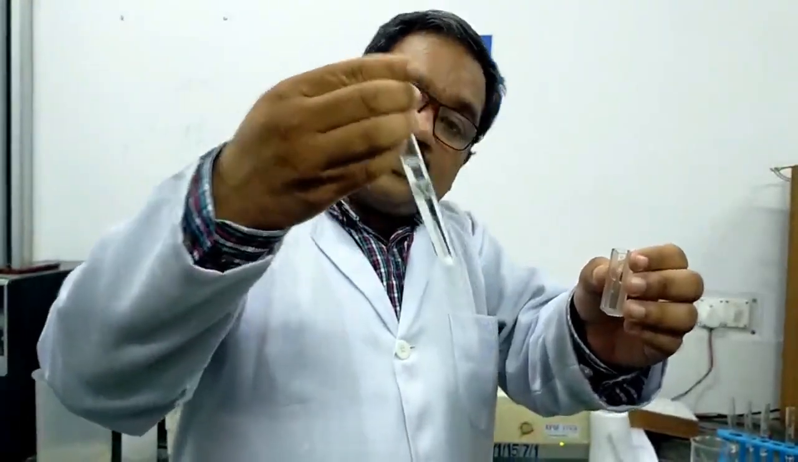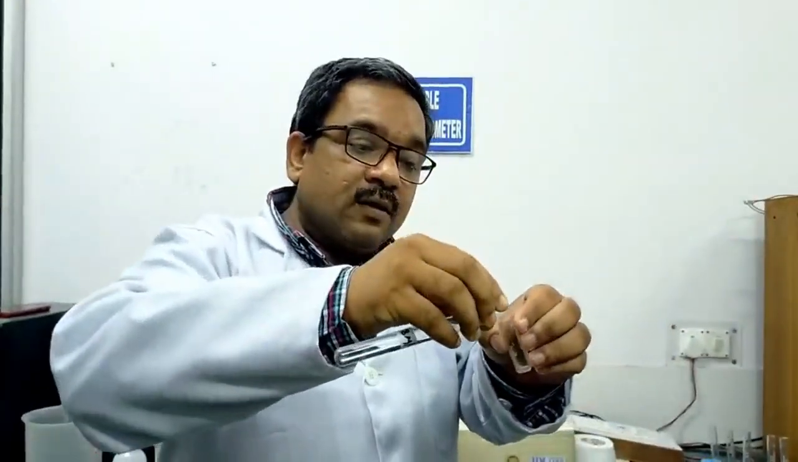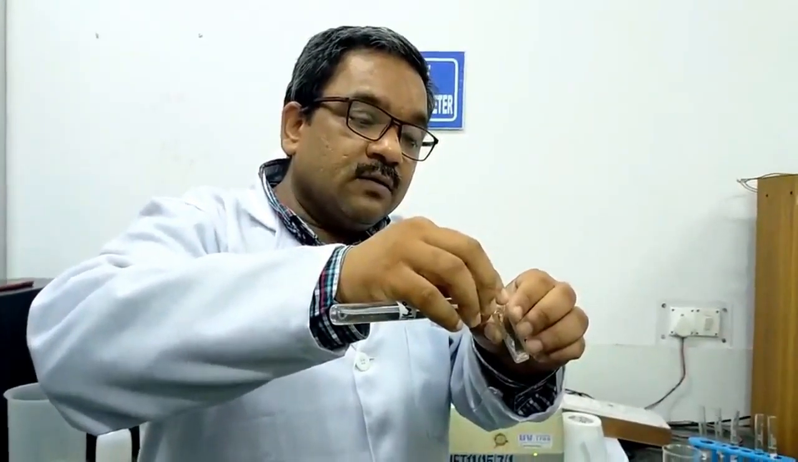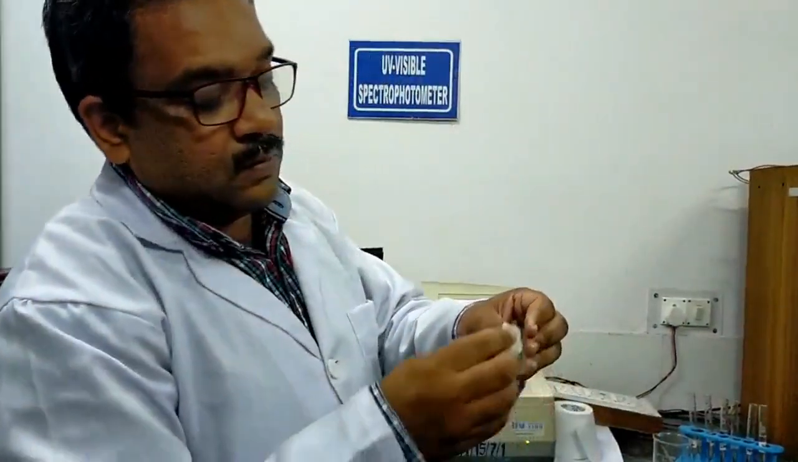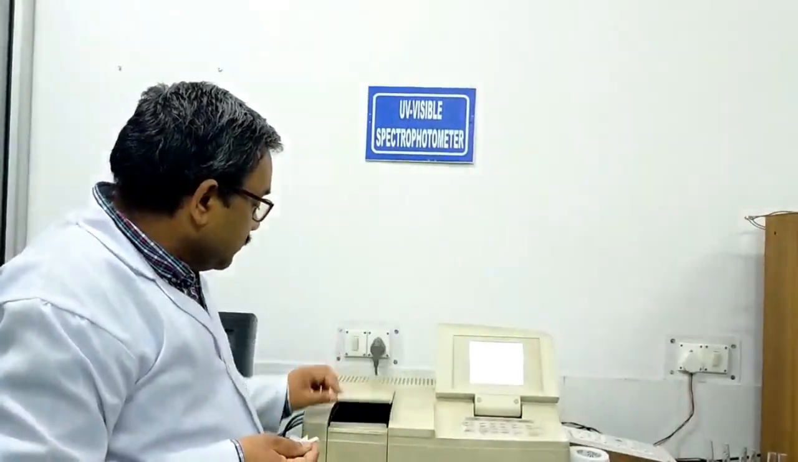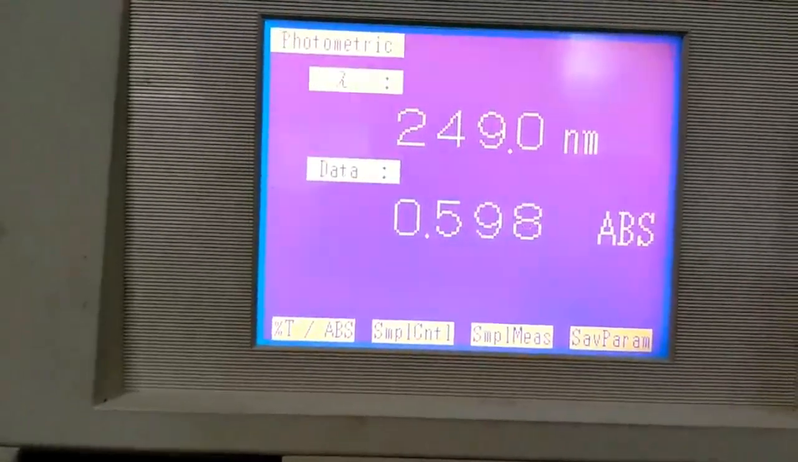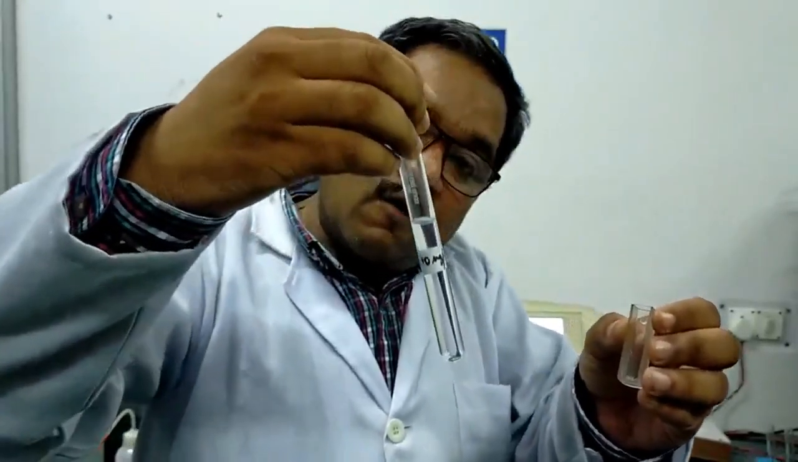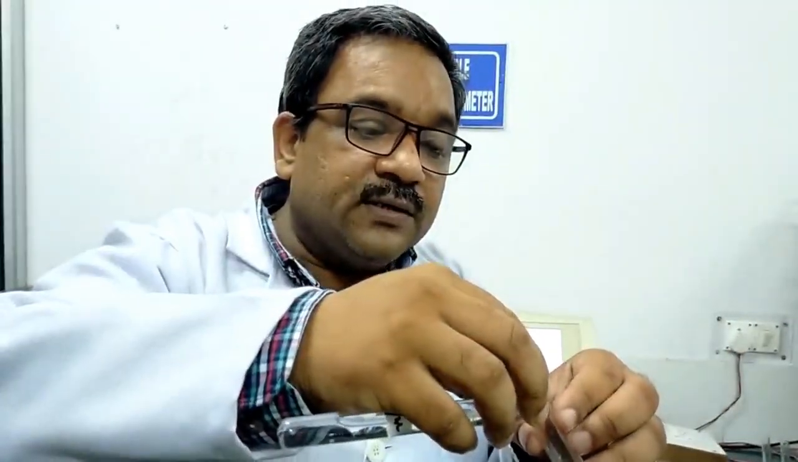I am having the next sample which has the concentration of 8 microgram per ml. It is transferred into the cuvette. Surface is made clear and it is again placed. Check the value of 8 microgram per ml solution. So I am having the next solution of concentration 10 microgram per ml. It is being transferred into the cuvette.